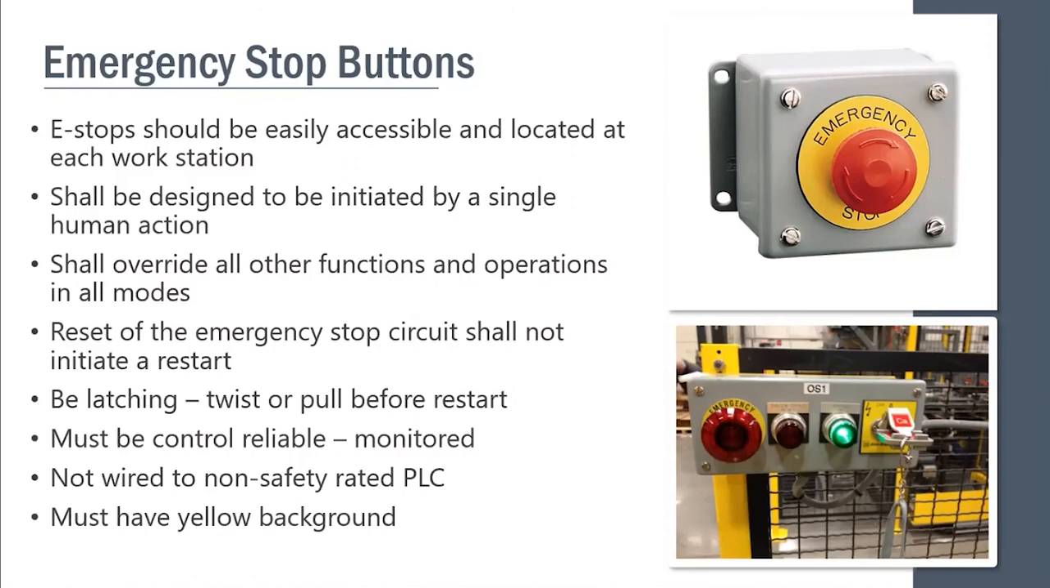They must be control reliable and monitored. An e-stop circuit should be its own circuit, its own safety control circuit. By design, red mushroom head button, contrasting yellow background. It doesn't need to say emergency stop, but just that universally recognized configuration of a red mushroom head button and a contrasting yellow background. Probably the most common thing I see in machine guarding audits is e-stops without a yellow background. And again, it's typically old machines, and quite often they're right next to other stop buttons, so there is no differentiation between them.